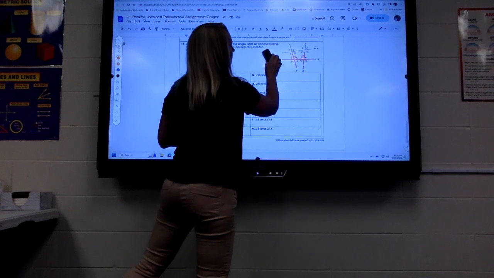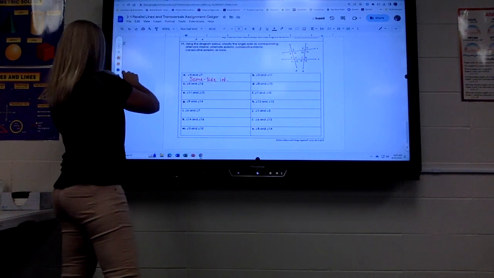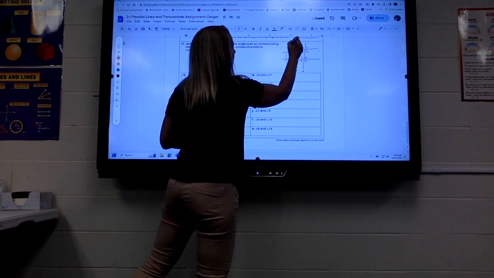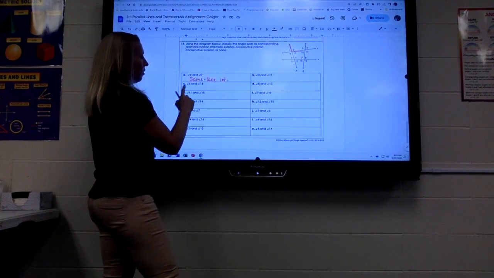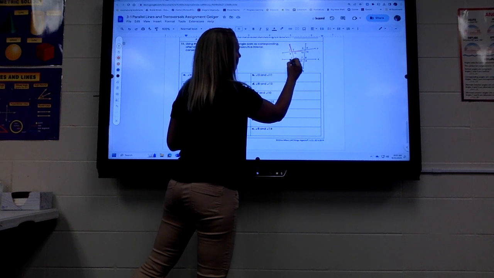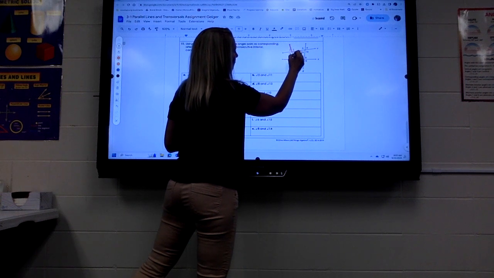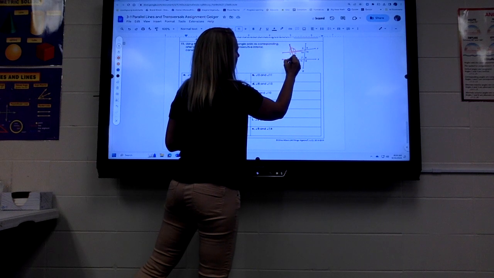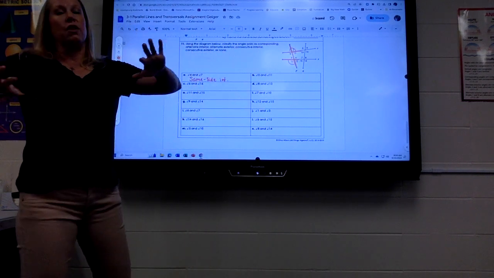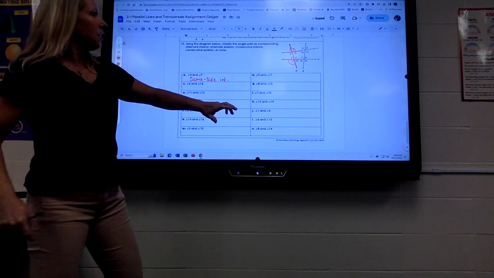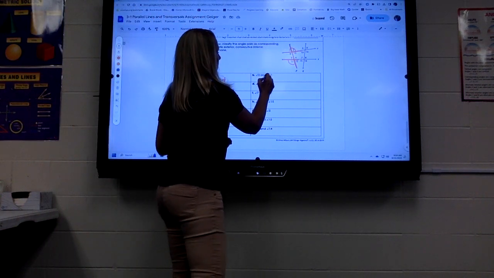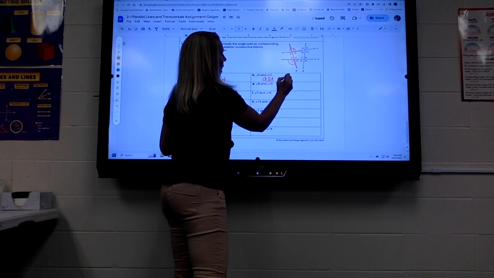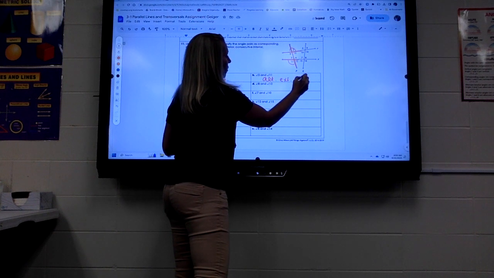So if I look at 2 and 11, so angle 2 is line P and line R, and angle 11 is line S and line P. So P has to be my transversal, and these are my two lines. So the angles are on the outside of the two lines, and they alternate over the transversal, so that's alternate exterior angles.